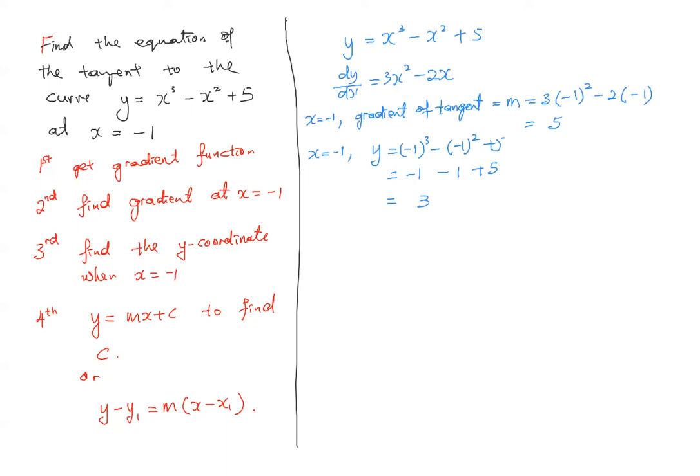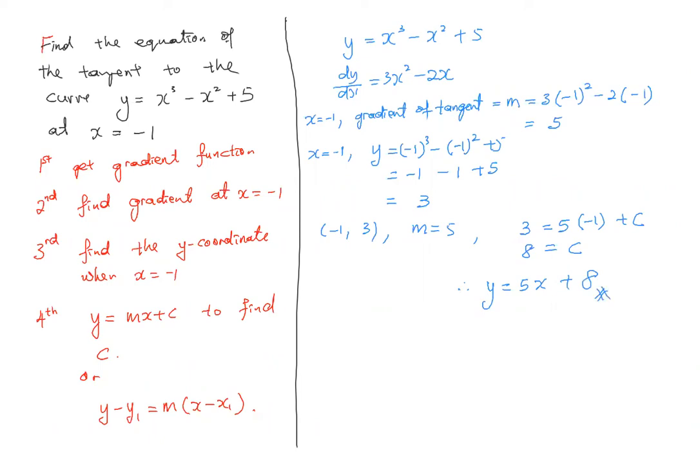Okay. Then up to you, the fourth step. So you have the point already. Then you have the gradient, that is 5. So you put into your y equal to mx plus c. So the c is equal to 8. So therefore, equation of tangent, y equal to 5x plus 8.